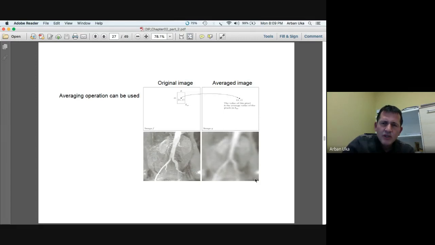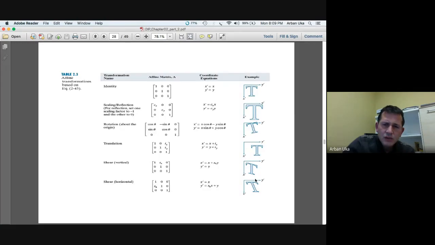But this averaging can be used as an intuitive approach to enhance the image by simply using subtraction. So what one can do is take the original image, find the average, so you diminish the contrast at the edges, and then just by subtracting these values, we can enhance the edges. But this one we're going to present in chapter 3.